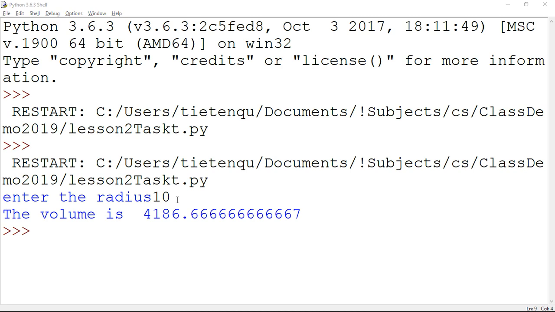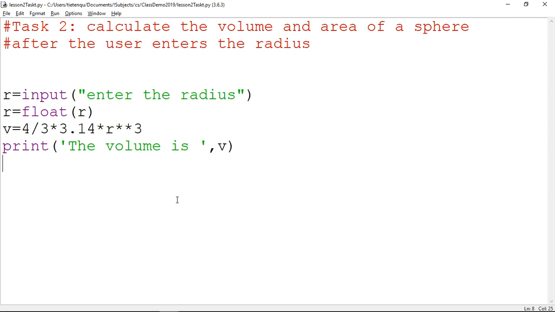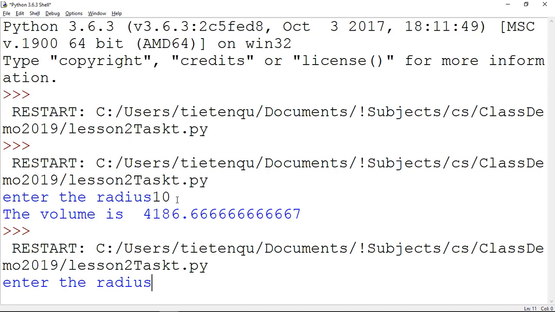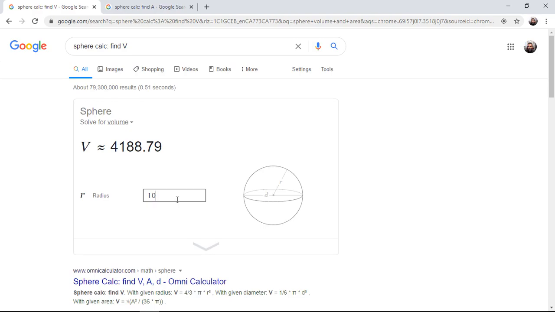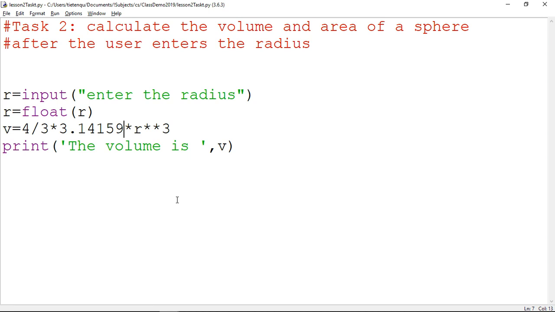Pi is an irrational number. And that means it's this endless decimal that keeps going on. I put in 3.14, which is a nice close estimate. However, we can make it more accurate. It's 3.14159. And now when I enter 10, it gives me the 4188.79, which is the same accuracy as Google's calculator here. Okay, so that finds volume.